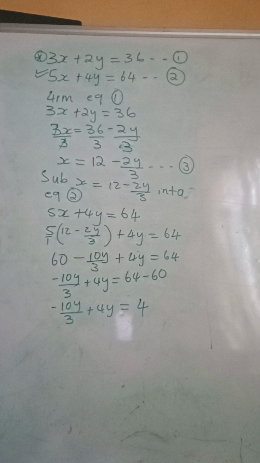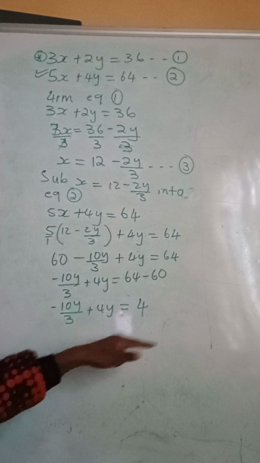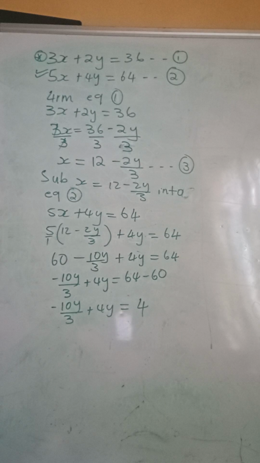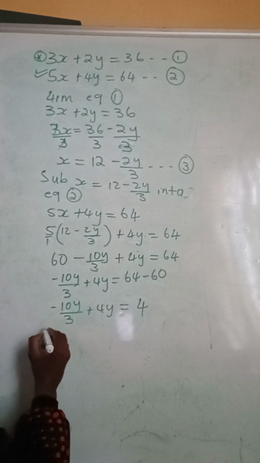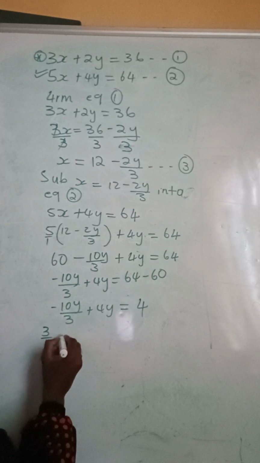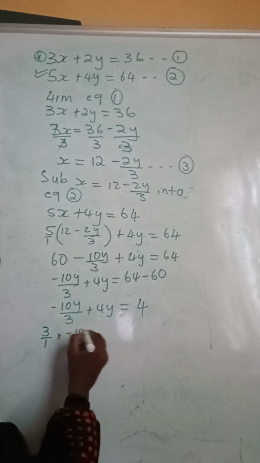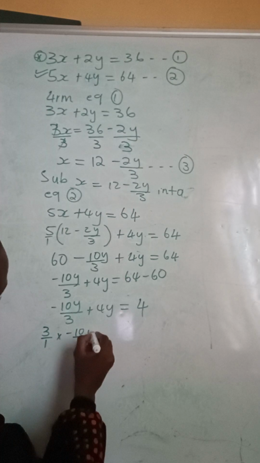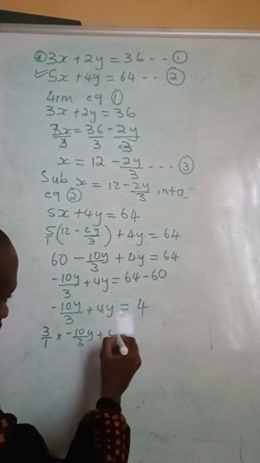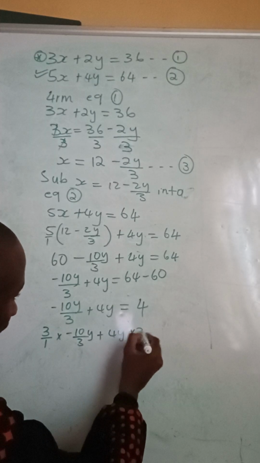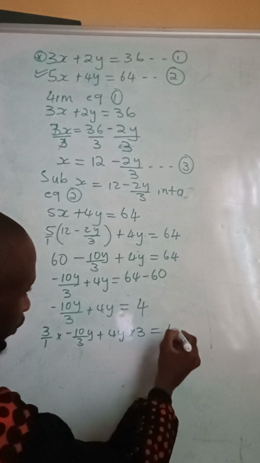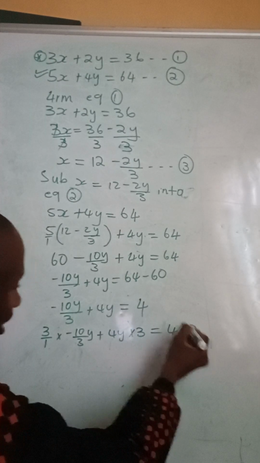Then from here, what do we do? We cannot work with a what? A fraction. So we have to get rid of the fraction. How do we do that? It means we are going to multiply throughout by 3 over 1. So I'm going to have 3 over 1 multiplied by negative 10y over 3, plus 4y multiplied by 3, is equal to 4 multiplied by 3.